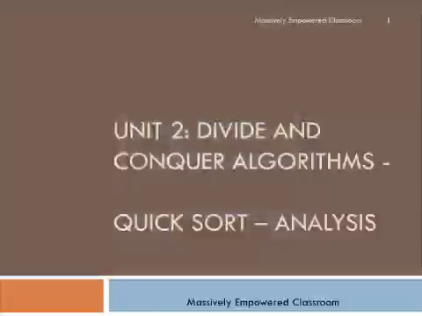We have already seen how QuickSort works. In this lesson, we do the analysis of QuickSort, both its worst case and average case time complexity, and then we will also look at an iterative version of QuickSort which eliminates the recursive calls.